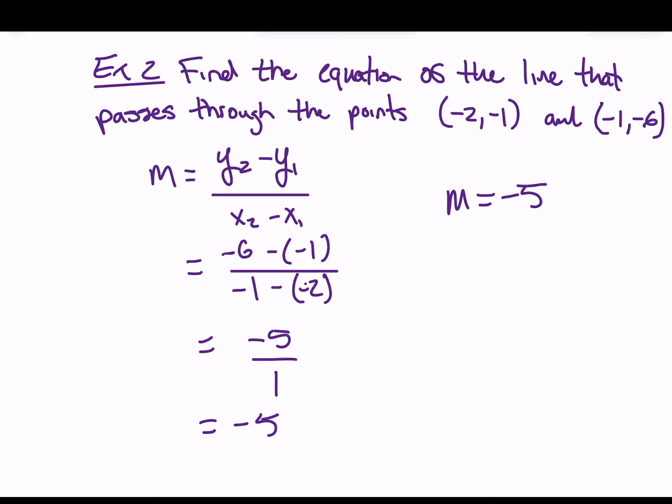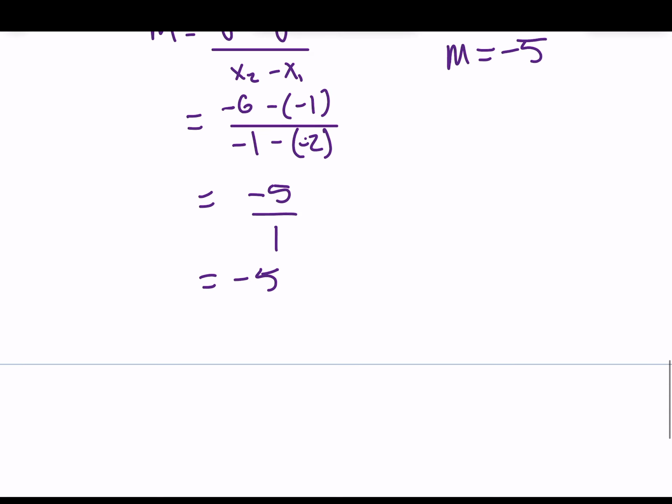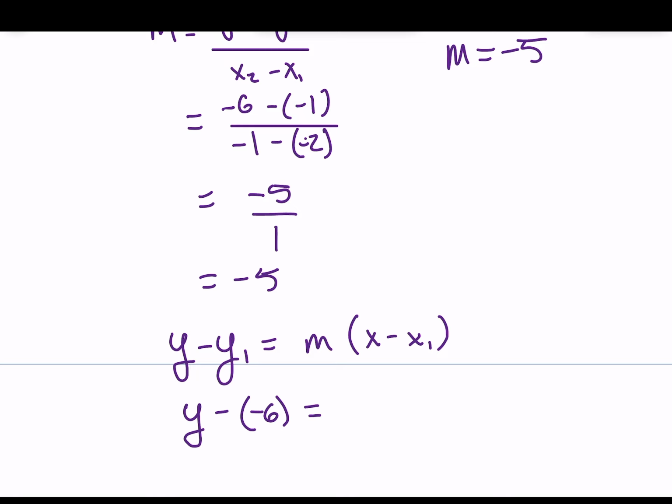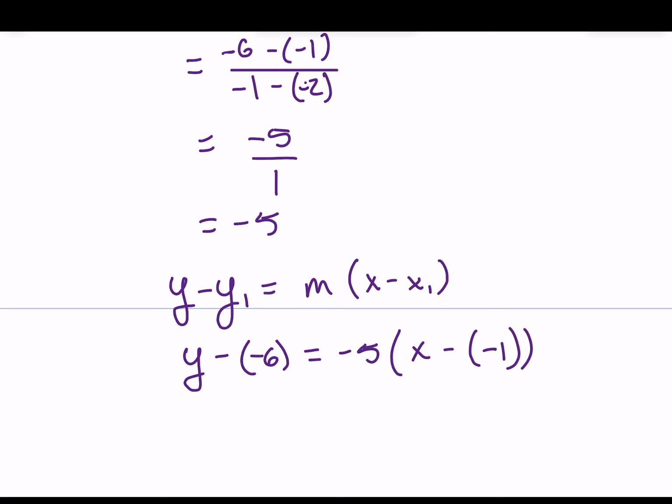Now that we have that the slope is -5, we can use the point-slope form, which is y minus y1 equal to m times x minus x1. So we can pick either point to go in for our (x1, y1). I'll do (-1, -6). So we say y minus our y value, which is -6, is equal to our slope, m, which is -5, times x minus our -1. Okay, so we can simplify that. That's our point-slope form. We could stop there, but we're going to move down and do the slope-intercept.